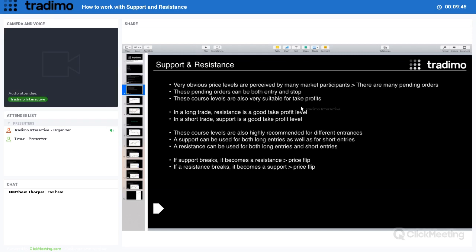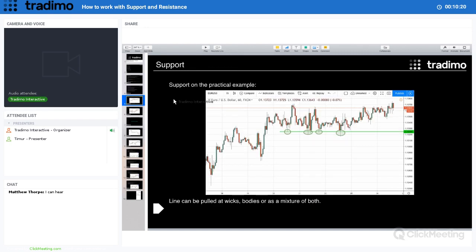A support can be used for both long and short entries, and the same is valid for resistance levels. You can go long and short at these levels. Maybe the last more theoretical thing before we dive into the practical examples is to say that if a support level breaks, then it becomes a resistance level. It's also called a price flip. And if a resistance level breaks, then it becomes a support level. And I will show you this very soon.